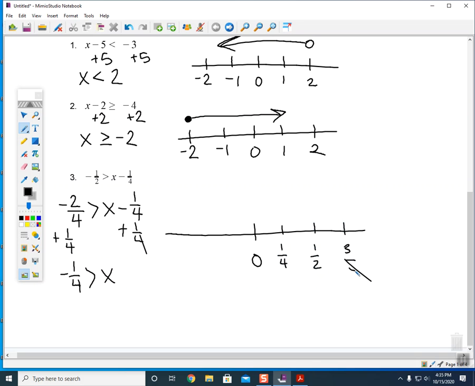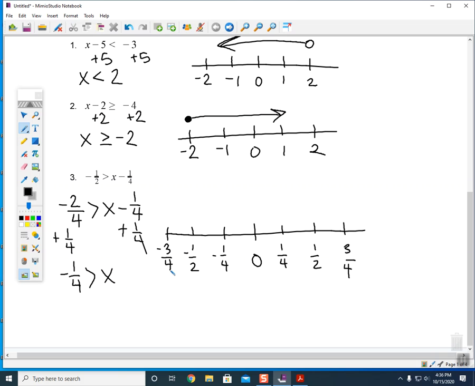Okay, so this is where the tricky part comes in. This trips a lot of people up, so we're going to spend some time practicing it. Negative 1/4, negative 1/2, negative 3/4. So I have that negative 1/4 is greater than x, and if you remember, we talk about the alligator eating the bigger number. In this case, negative 1/4 is bigger than x, so it's eating the bigger number.